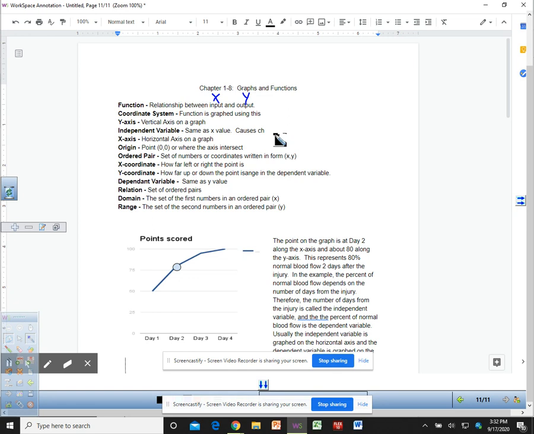An ordered pair is written x, y, which is alphabetical, something we should know. A dependent variable is the same as your y. And domain and range: domain is the same as the x value, and range is the same as your y value. So some stuff to go over.